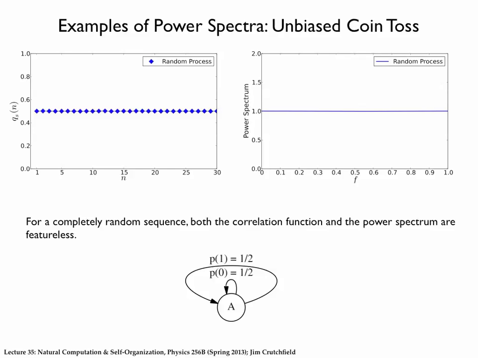Well, when we look at the power spectra, first let's look at the correlation functions. The correlation functions are very boring. All they are is 1/2 for all n. So what this says is that if I pick any two symbols in the sequence, the probability that those are the same is going to be 1/2. So this process has absolutely no structure to it.